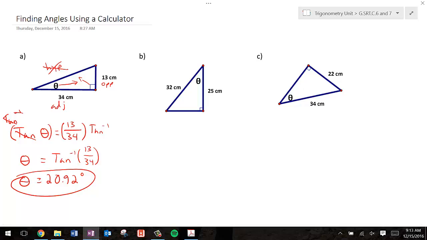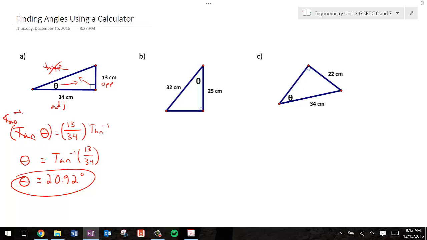Okay? Now, one big crucial key here is you must check the mode of your calculator and make sure it is in degrees and not radians. That will give you a totally different answer if it's in radians. To just give you an idea, that same exact problem that we just did in radians is going to give me 0.3652. So it's a totally different answer. So be very careful and make sure your mode is in degrees.